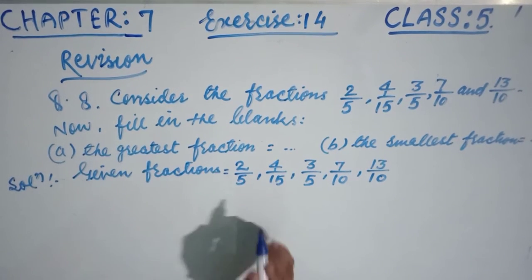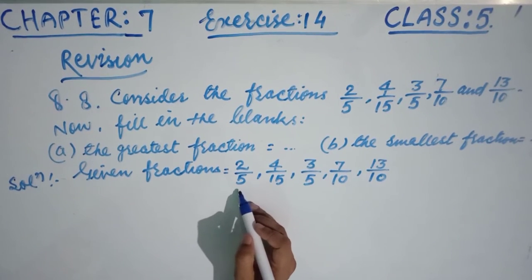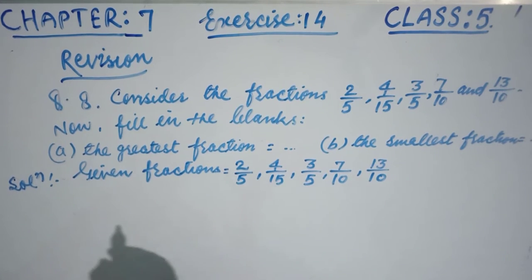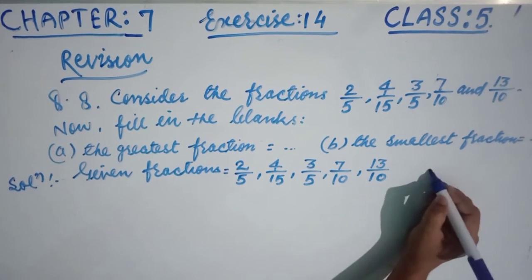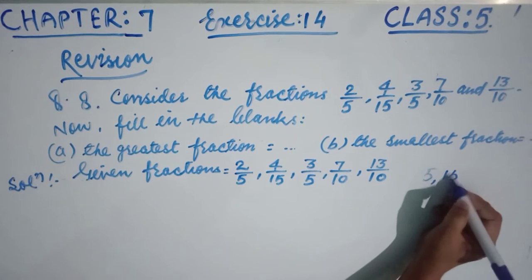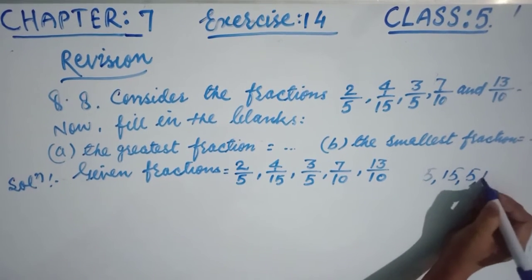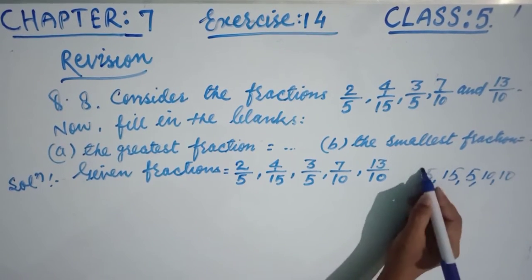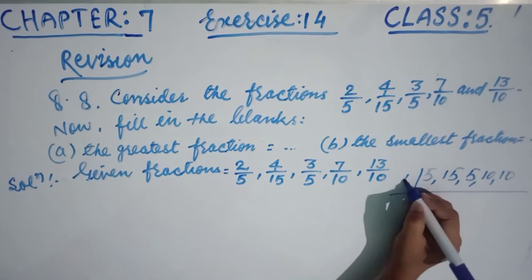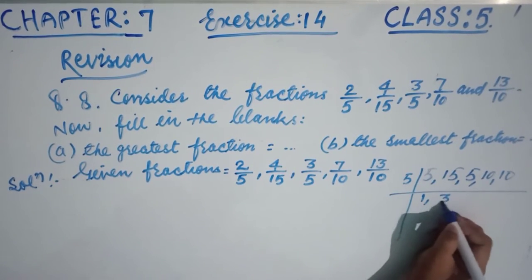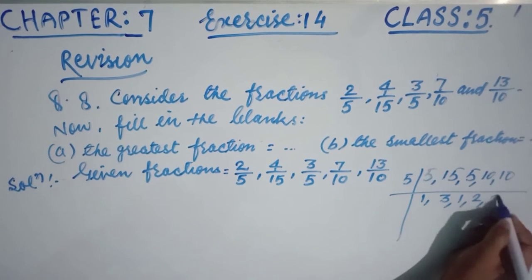Now see friends, first take the LCM of all the denominators: 5, 15, 5, 10 and 10. Now we can apply division by 5: 5 1s are 5, 5 3s are 15, 5 1s are 5, 5 2s are 10, 5 2s are 10.